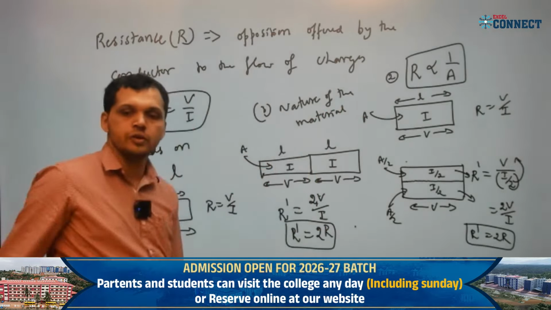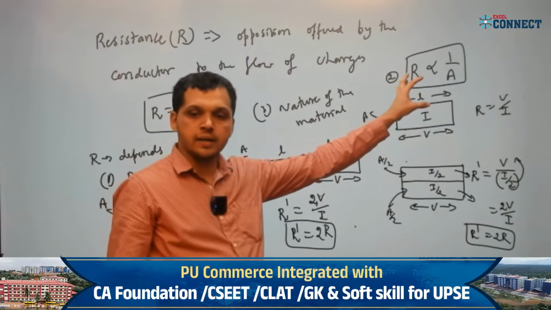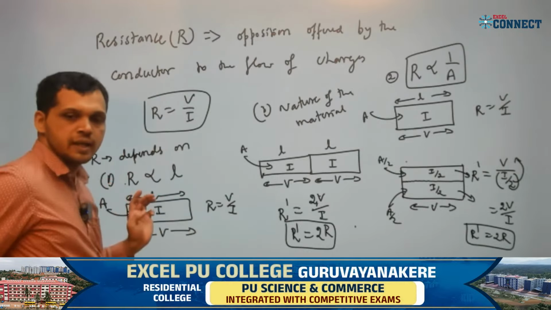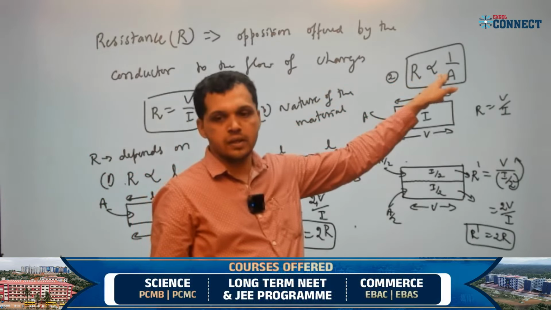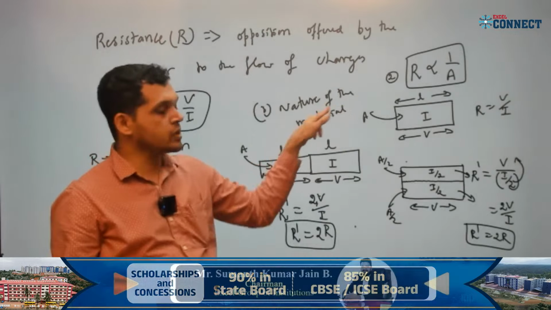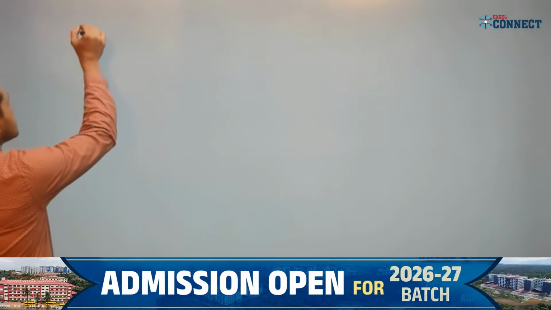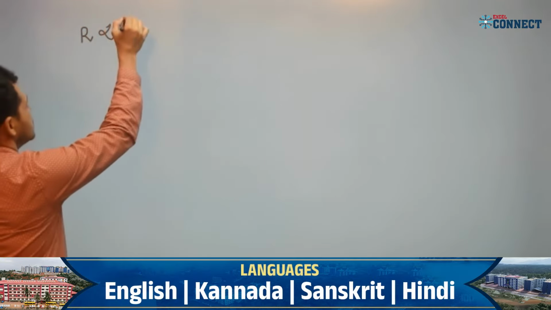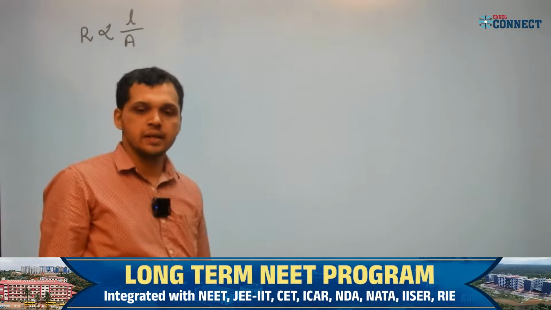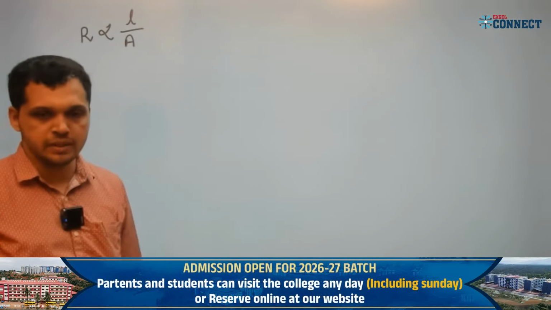Electrical resistance depends on the nature of the material. These are the 3 factors I have represented here. If you combine the first and second equation, that is, R is proportional to L, and the second relation we have is R inversely proportional to area. If you combine these two, I will write electrical resistance is proportional to length divided by area. Is it clear? Together, first and second equation. And the third point is the nature of the material.